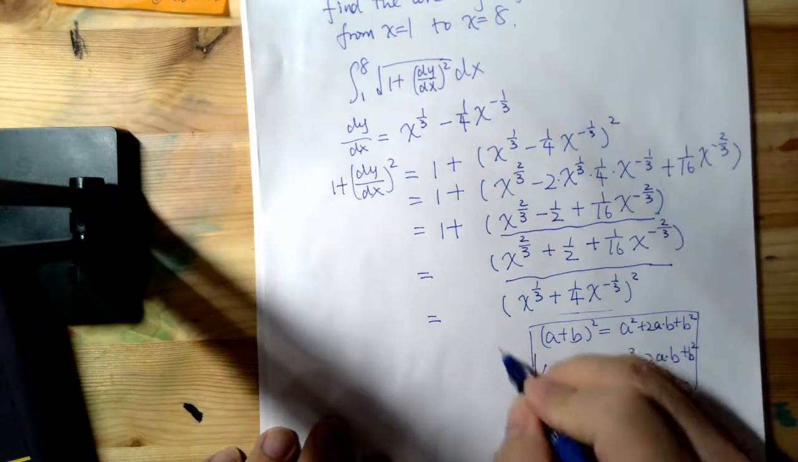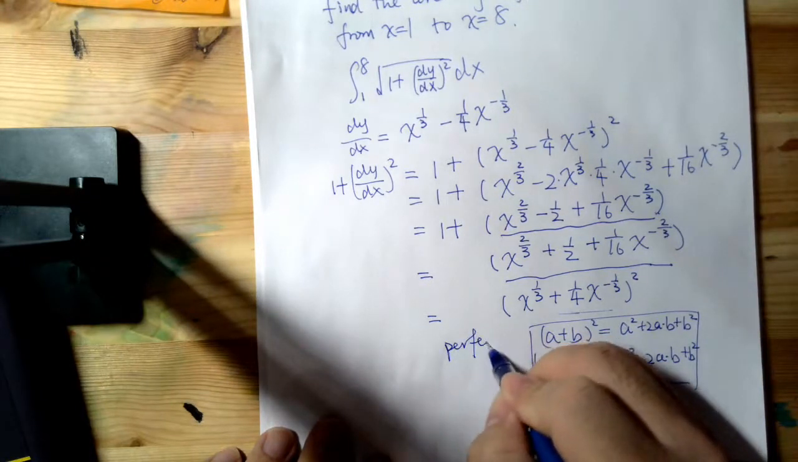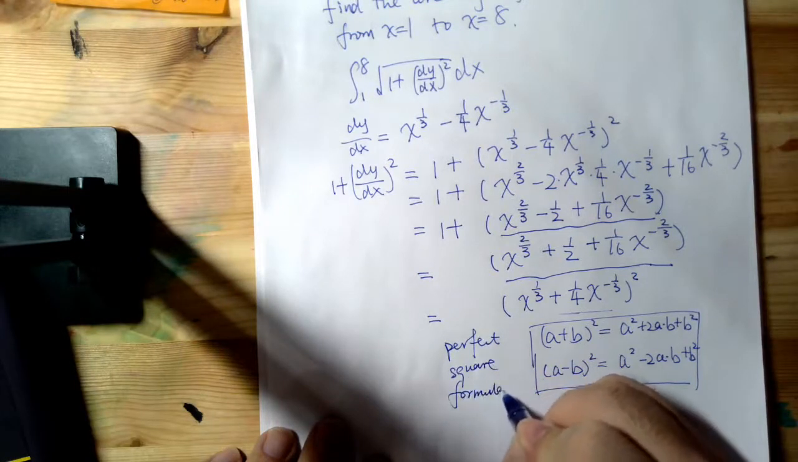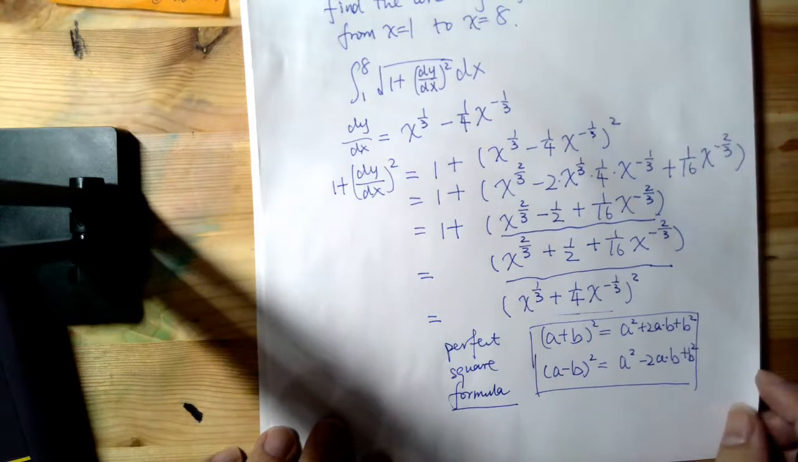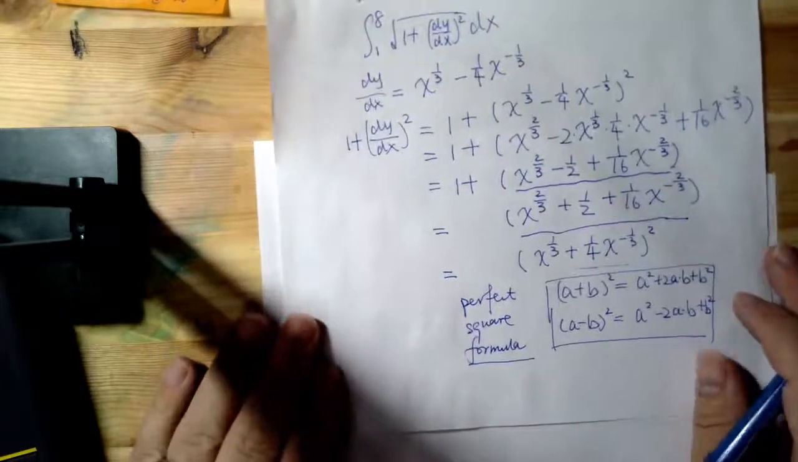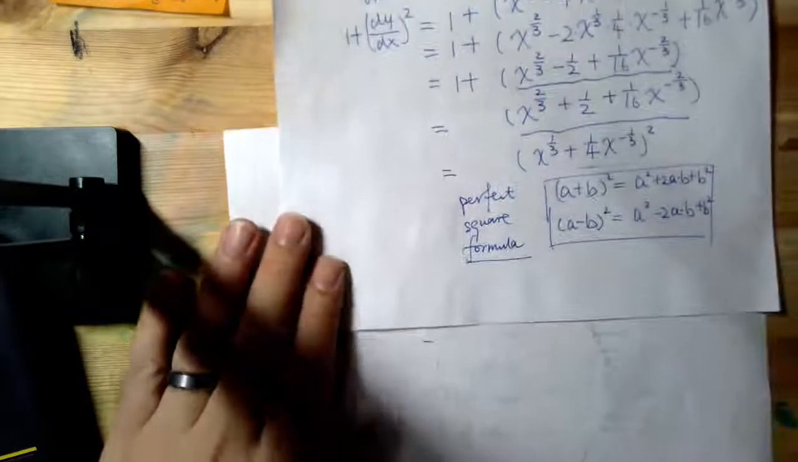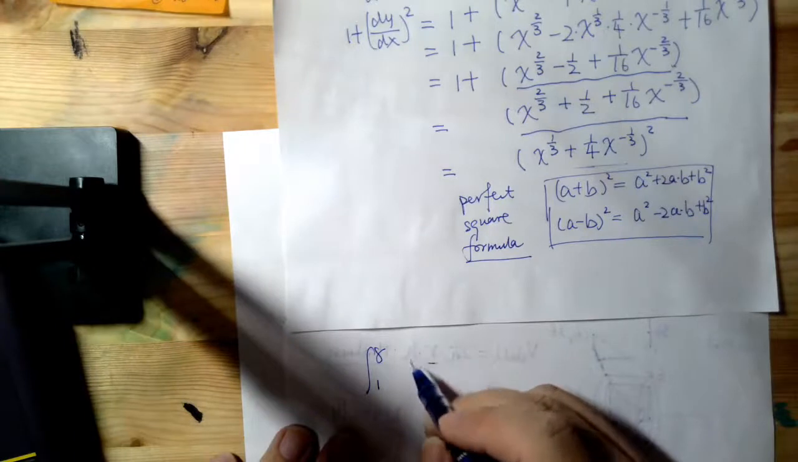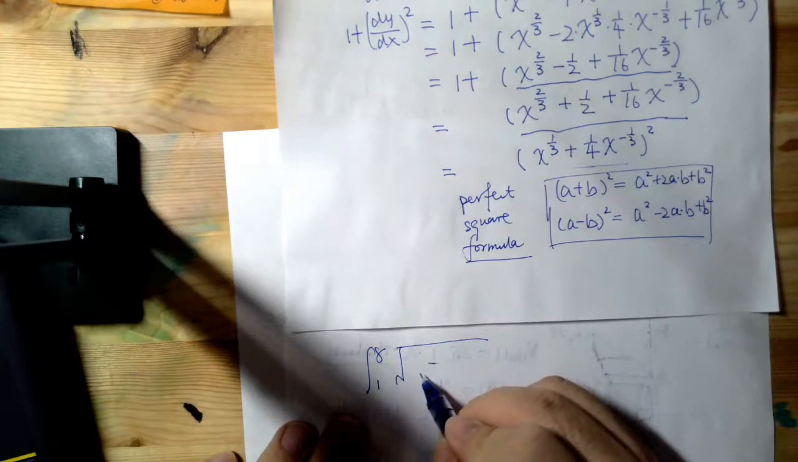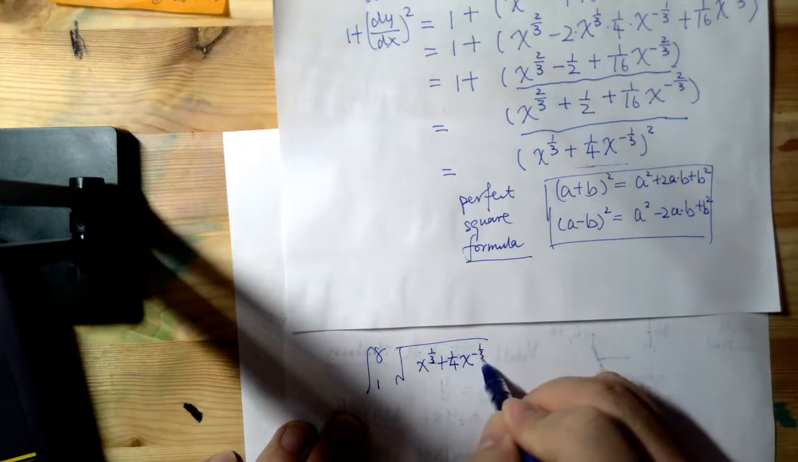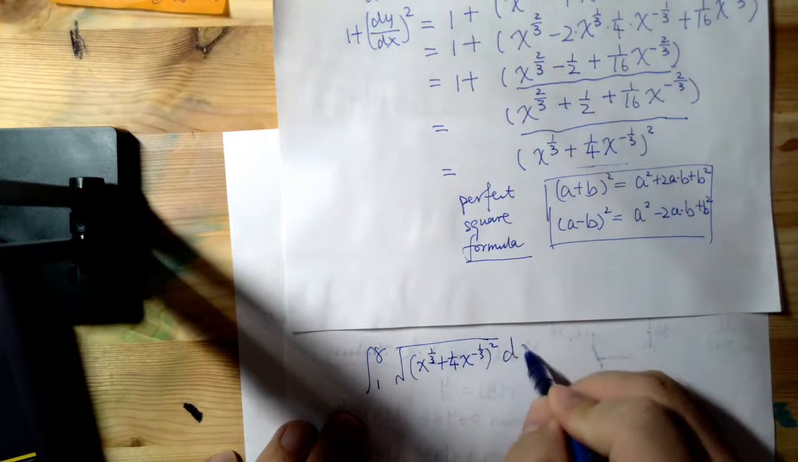So that's the perfect square formula. With this, things become easy. What we can do here, we can follow this. So I can start to evaluate this integral. It's going to be from 1 to 8, right? The square root of (x to the one-third plus a quarter x to the power of negative one-third) squared dx.